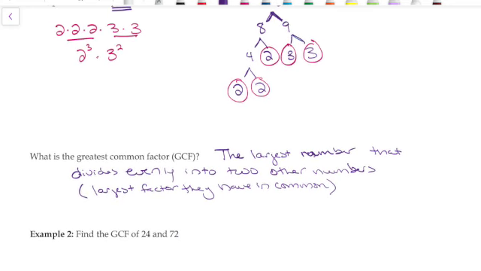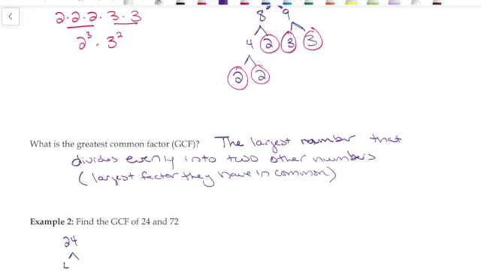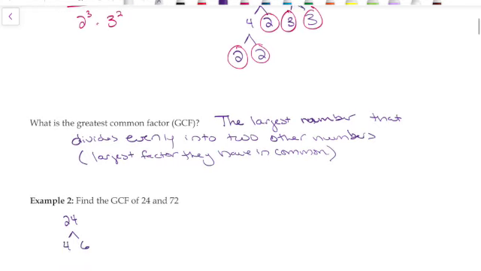But 24 we do not, so let's do 24. So 24, I choose 4 and 6. You may choose something else. It doesn't matter what you start with. Everybody should end in the same place.